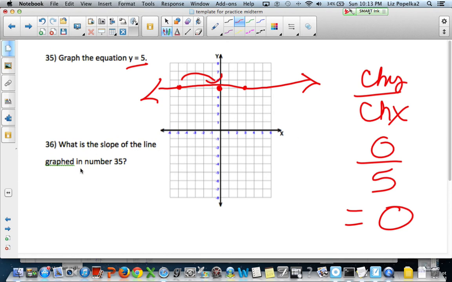So again, here, your slope should be a 0. And if you think about it in real life, that makes perfect sense. If you've got a perfectly flat street, what's the slope? Well, it's a 0.